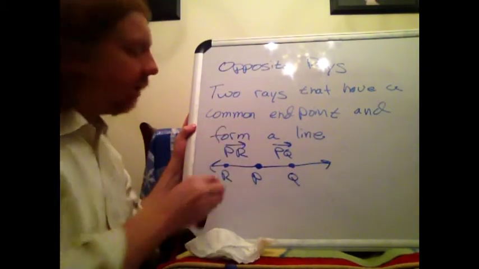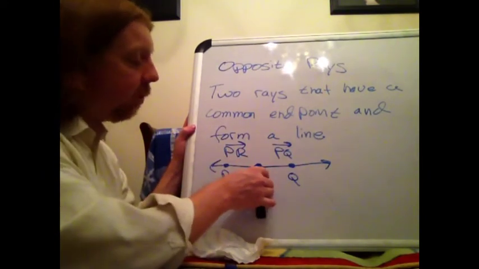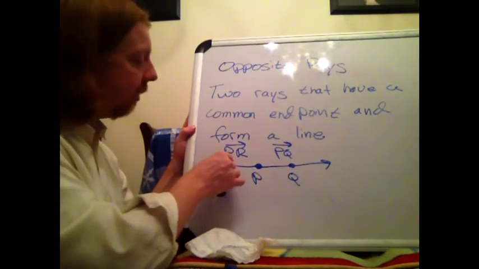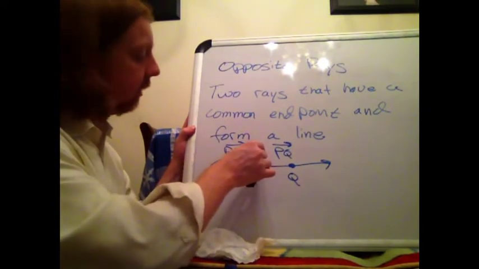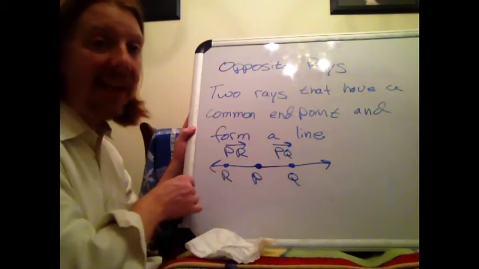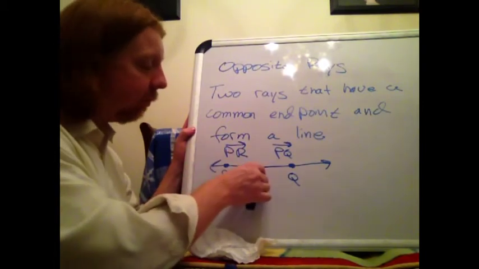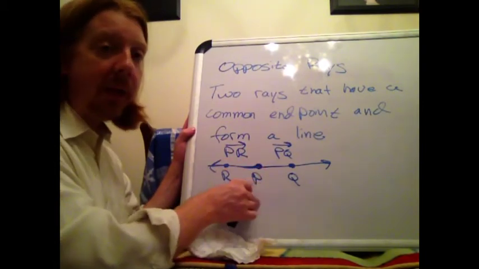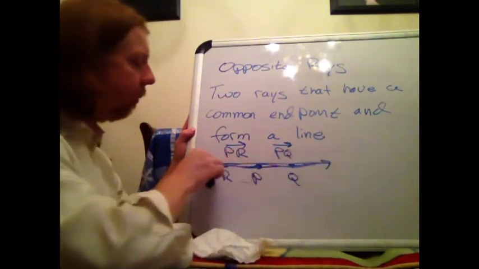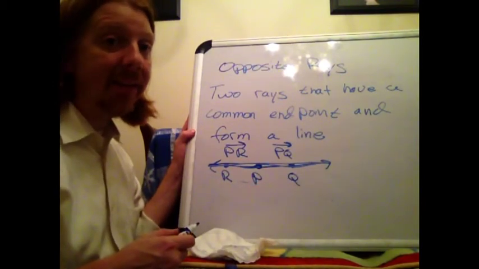Now notice, I list the end point first and the direction I'm going second. So even though the ray is going off here, to this direction, I still write it going left to right, and I point my arrow left to right. So even though it points right to left, I always state end point first and then direction. So this ray from here to here is ray PR. Now together, these two rays form a line RQ. That makes them opposite rays.